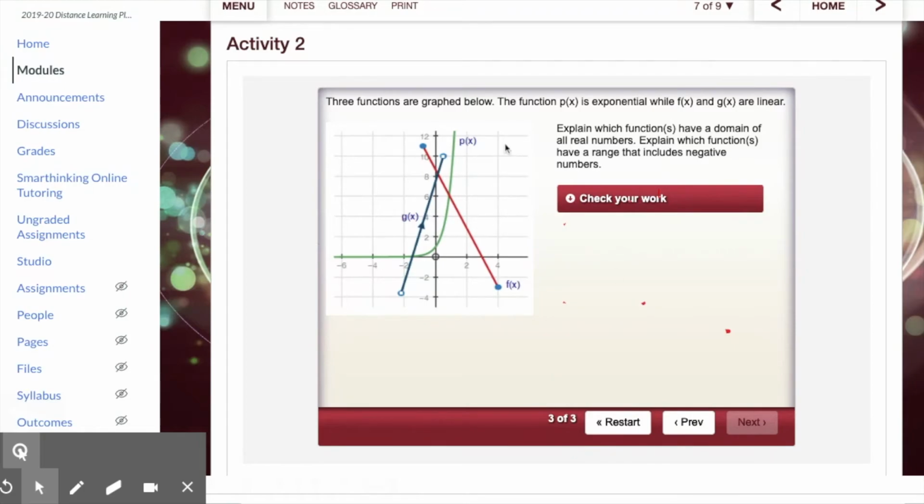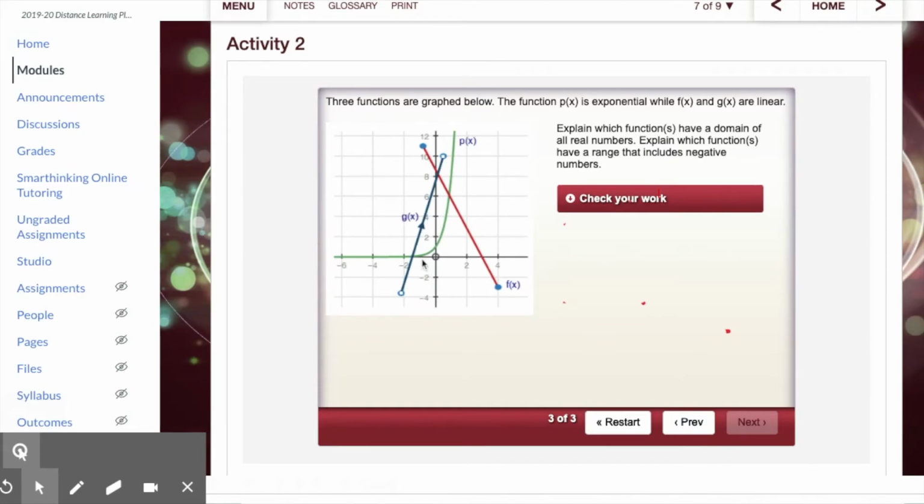So 3 functions are graphed below. P of x here in green, that is exponential, and the other 2 are linear. Okay, hopefully you see that they're straight lines. Explain which functions have a domain of all real numbers. So ideally, we're looking for which graph hopefully has arrows on it and is going to keep going on forever.